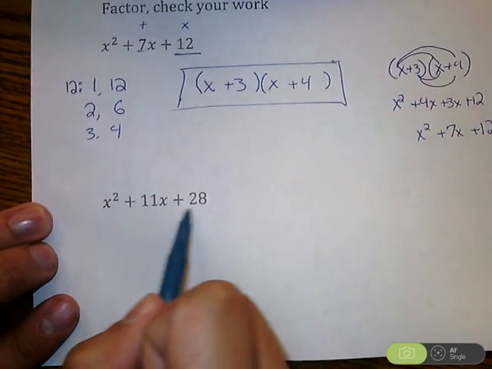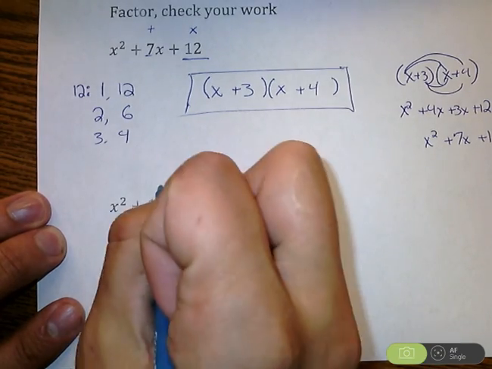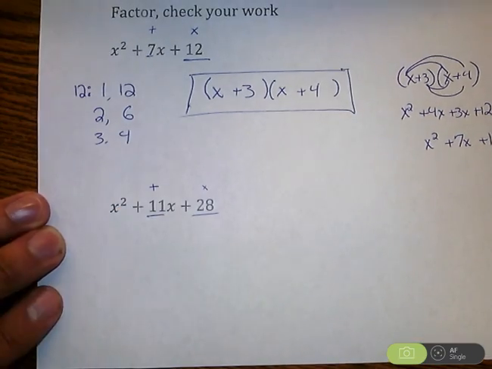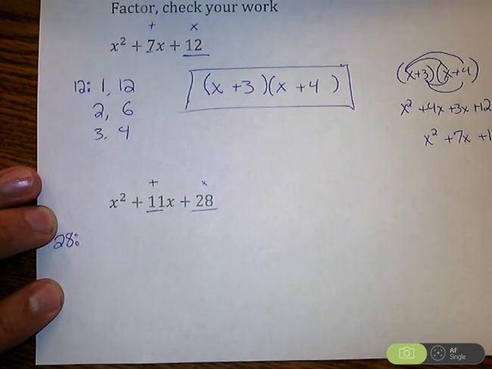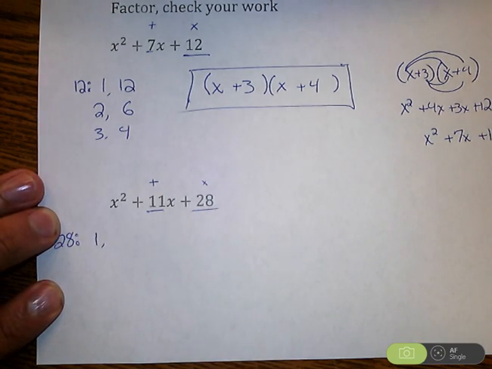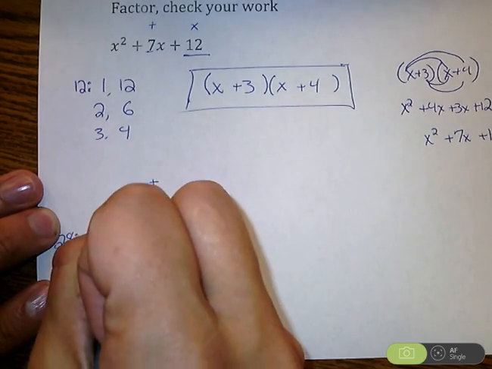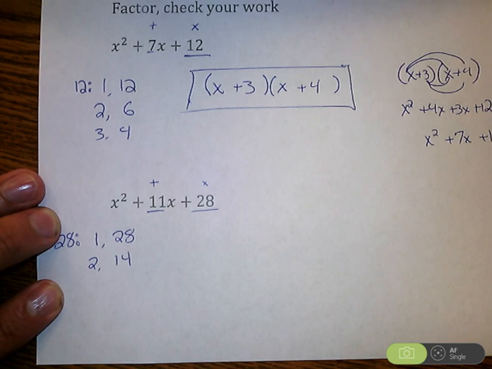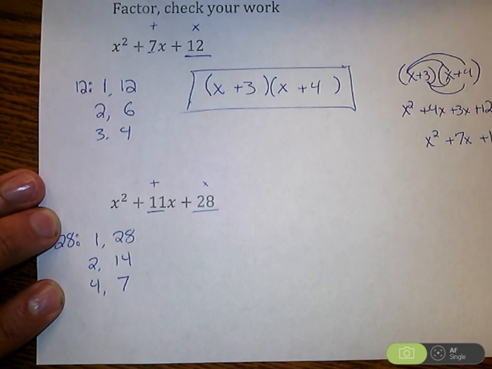X squared plus 11x plus 28. Again, need two numbers that multiply to the back. Those same two numbers need to add to the middle. So I'm going to list out all the different pairs of numbers that can multiply to 28. So I start small and figure out 1 times what, then 2 times what, 3 times what, 4 times what, and so on and so forth. So 1 times 28 is 28. 2 times 14. Let's think. 3 times anything? No. 4 times 7 will get us 28.